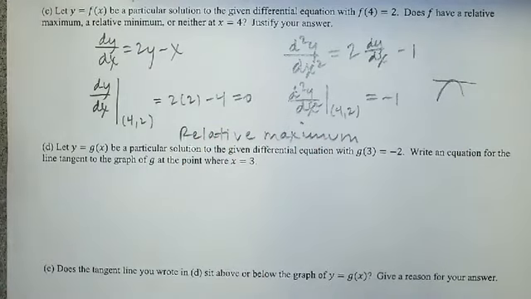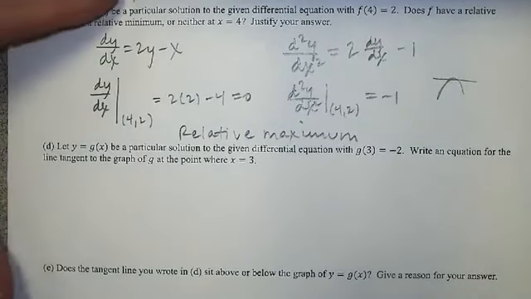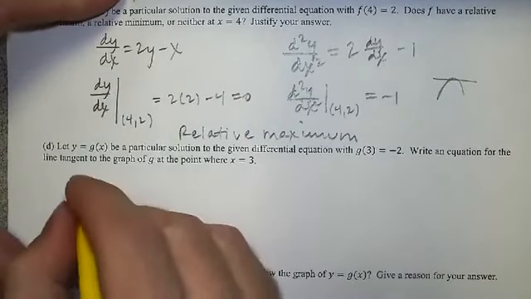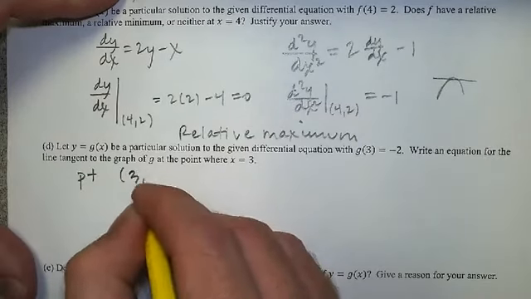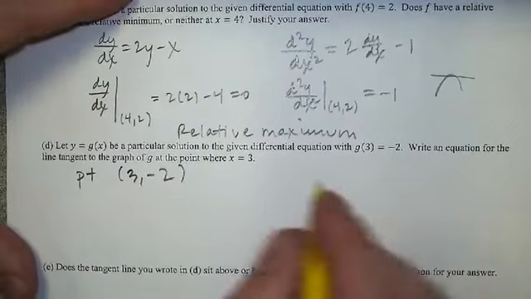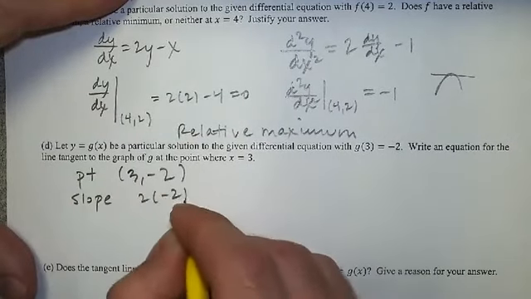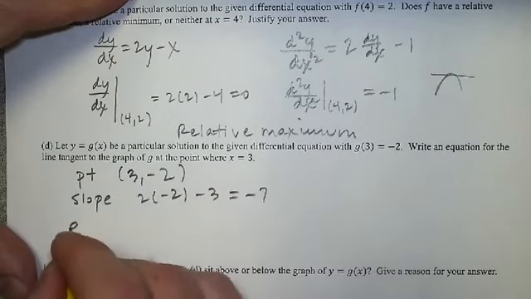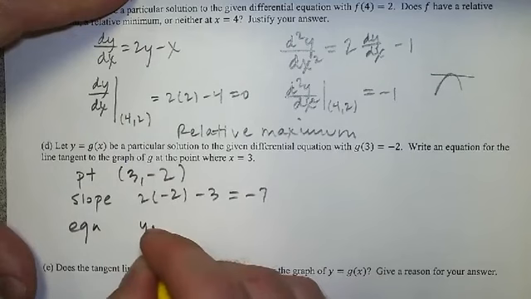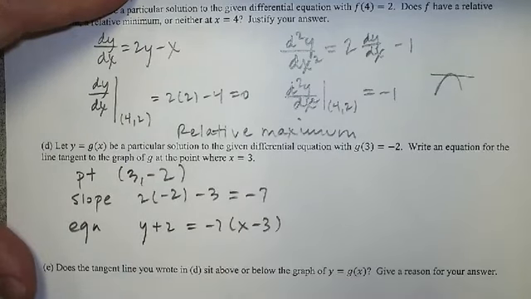Okay, then write an equation for the line tangent to the graph of g at the point where, oh, okay. Well, I've got a point. That's (3, -2). My slope is 2y minus x, which is -7. So my equation is y minus -2 is -7 times x minus 3.